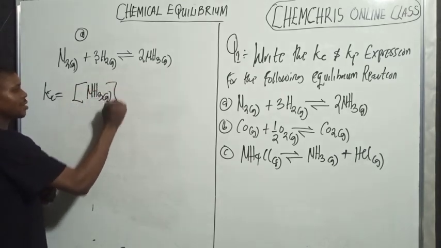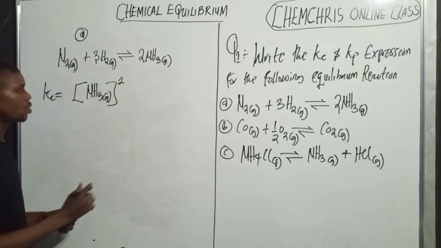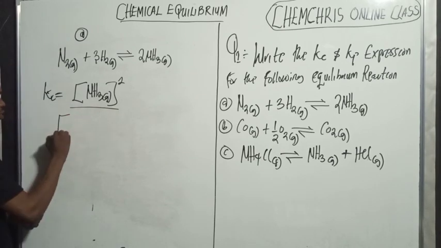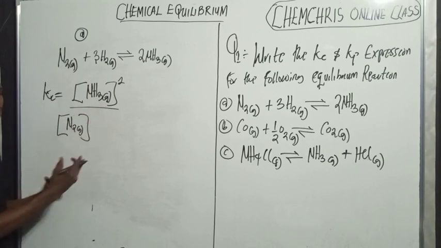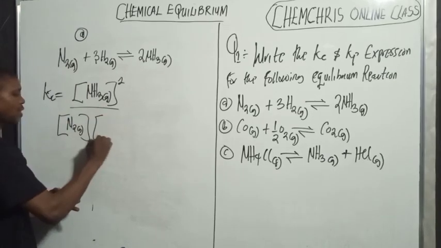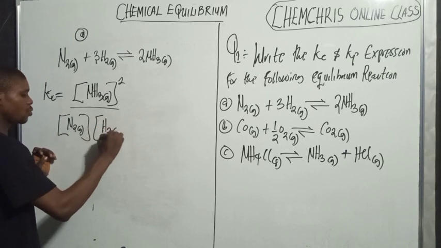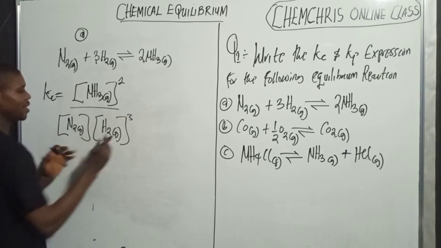NH3 gas. Can you see that? Over the concentration of N2 gas. This was 1, but they don't put one there, so ignore it. The concentration of H2 gas. This was 3. That is it.